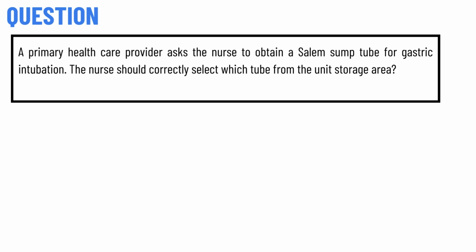Our today's question is: a primary health care provider asks the nurse to obtain a sump tube for gastric intubation. The nurse should correctly select which tube from the unit storage area?